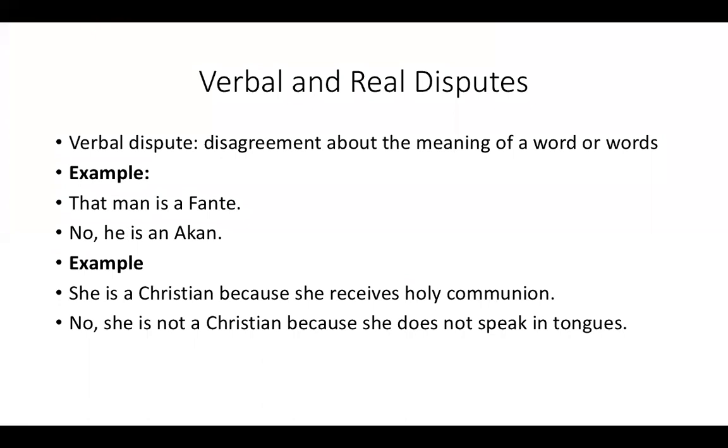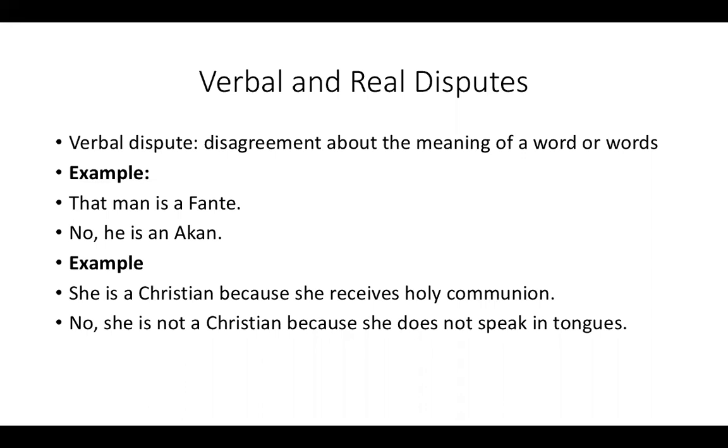Verbal and real disputes. Now we have this distinction between verbal and real disputes, and the understanding is that the majority of the disagreements in this world are called verbal disagreements, because they are disagreements about the meaning of a word. They are not really disagreements about facts or values, but about what a word or a concept means. Maybe one of the parties doesn't understand what the concept means, or probably it might not even be the fault of both parties. Maybe the meaning of the concept itself is contestable, and so it's a verbal disagreement.